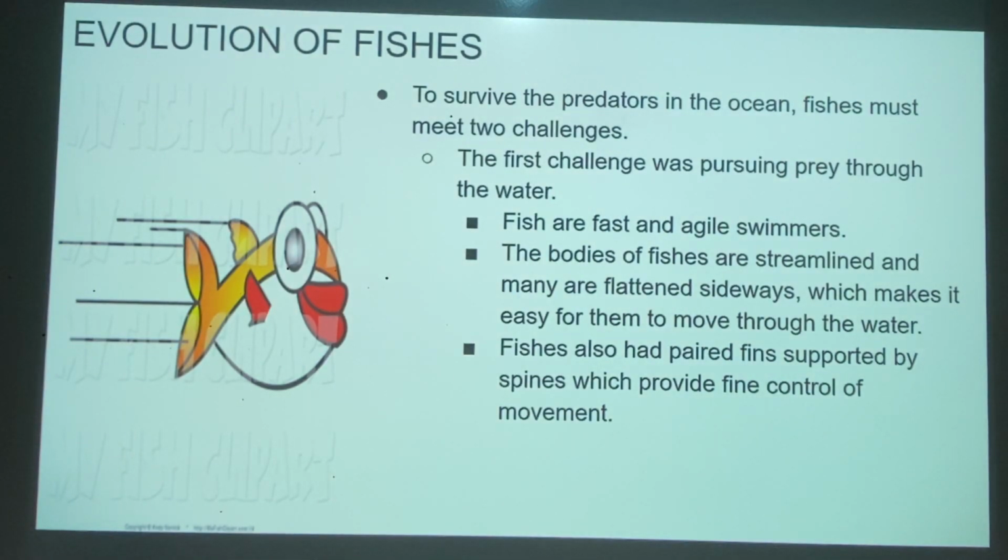So to survive the predators in the ocean, the fish had to meet 2 new challenges. The first was to pursue prey through the water. They had to be fast, agile swimmers, and their bodies had to be streamlined, and many of them flattened sideways, which was different than the agnathan, which kind of crawled on his belly. They're going to be flattened sideways, which makes it easier for them to move and take hard turns in the water. They also had to have paired fins that were supported by spines, which provided the fine control of their movement.